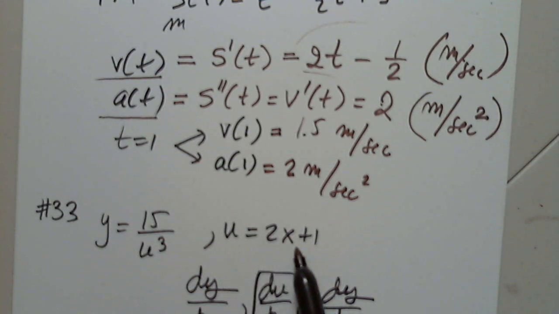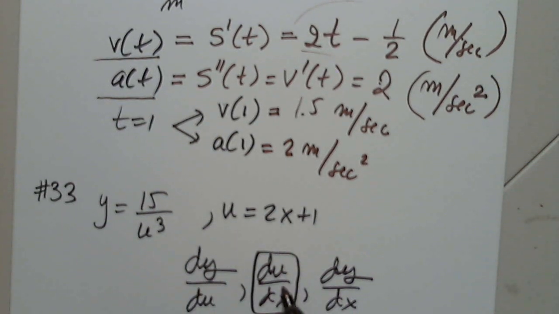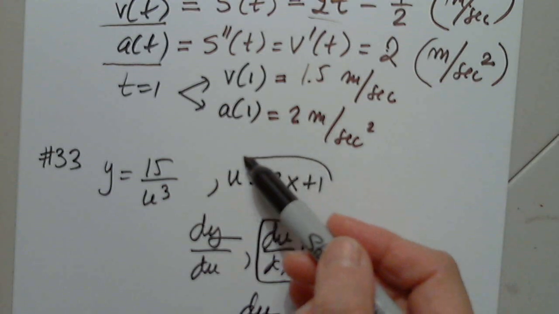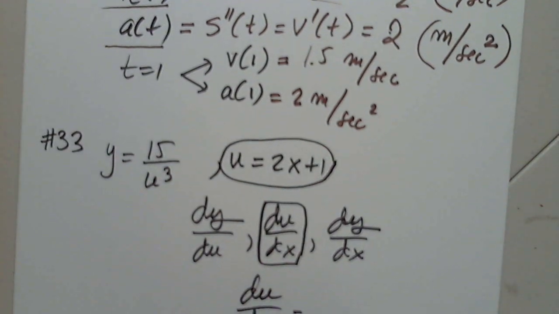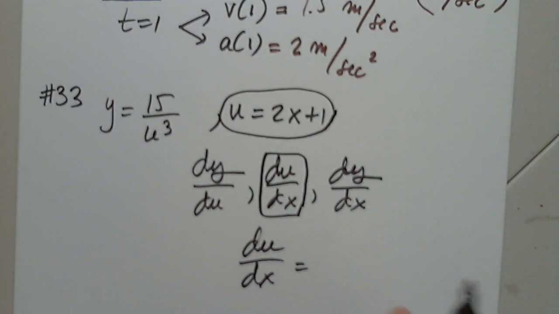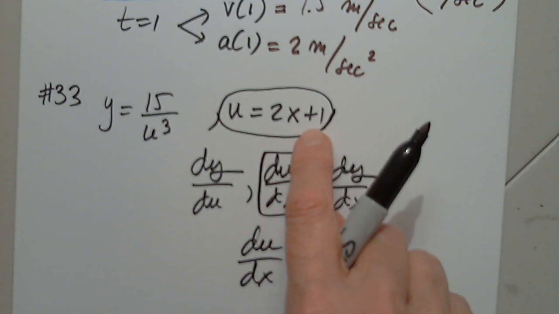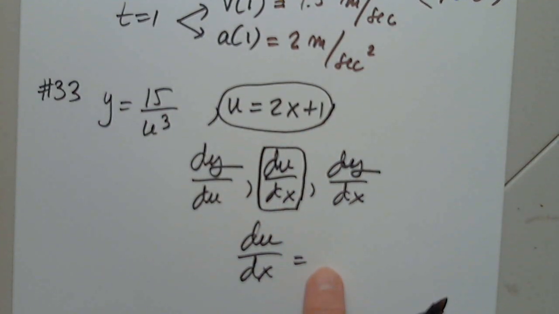I have u, a function of x. So let's find du over dx. Can anyone give us the derivative of this with respect to x? And I will put it here. Can anyone differentiate this with respect to x? Please.